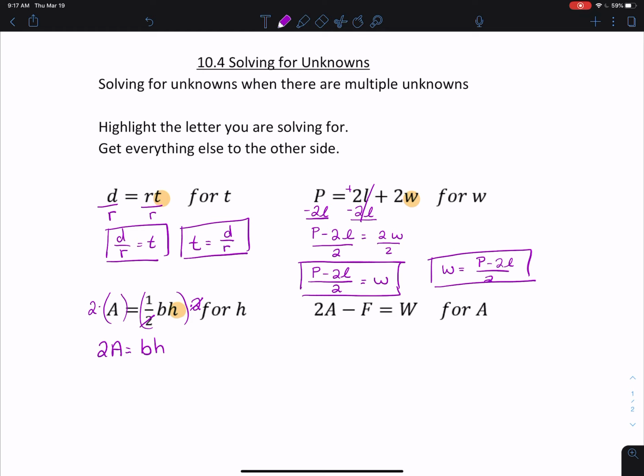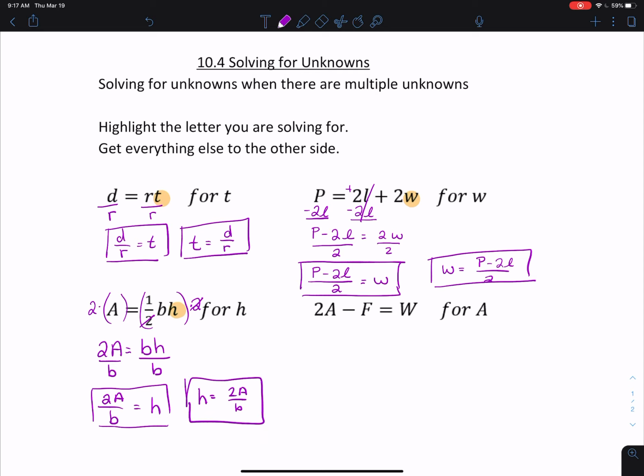Then I want to get the h by itself, so I undo multiplication with division. That gives me 2a over b equals h. And as before, if you prefer to write it as h equals 2a over b, you can.